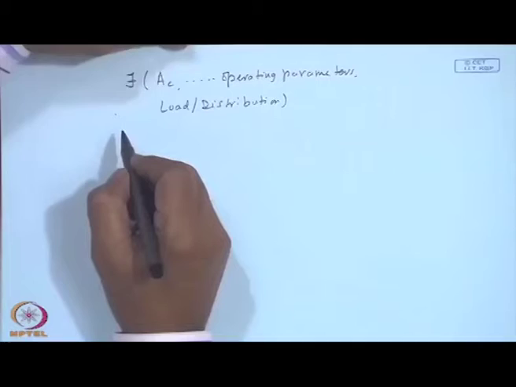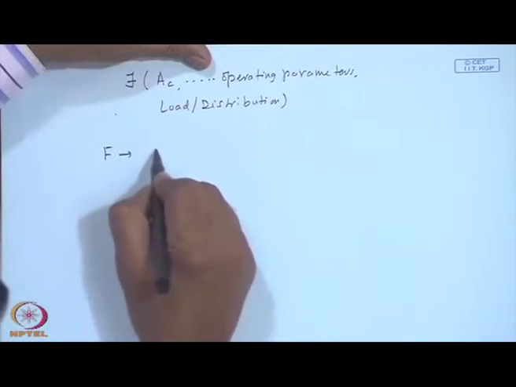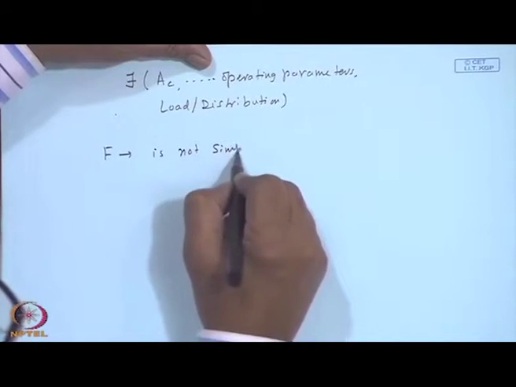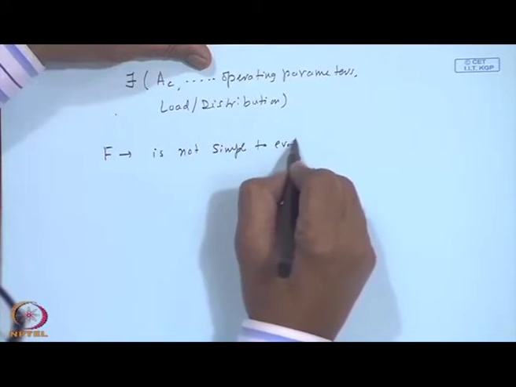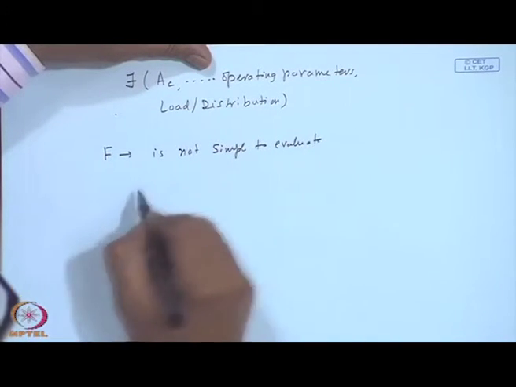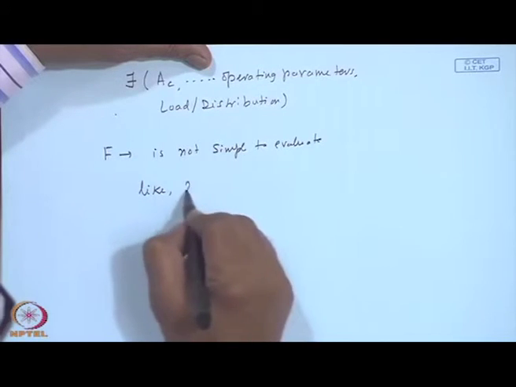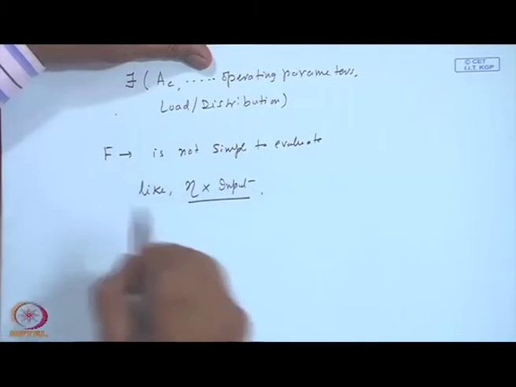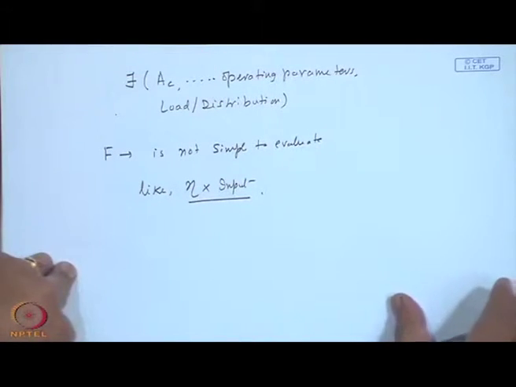So, it should be based upon the long term performance, and that performance depends upon the location, the load and the load distribution. Consequently, F is not simple to evaluate, like efficiency multiplied by input. So, this is not on. So, how do we get this F?